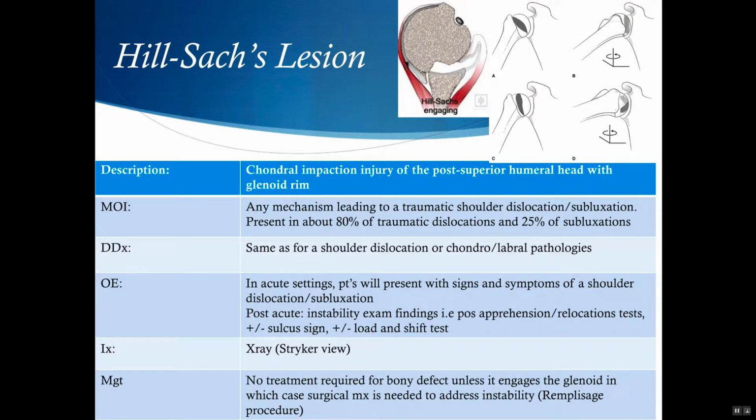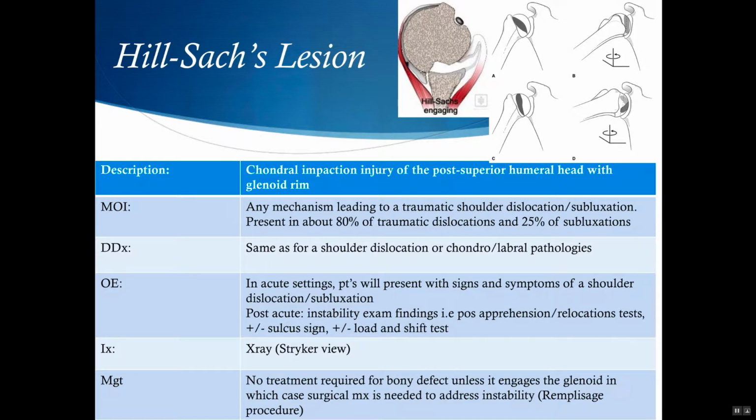A close relative of the Bankart lesion is the Hill-Sachs lesion, which is a chondral impaction injury of the posterior superior humeral head upon impaction with the glenoid labrum. So typically with the anterior dislocation, as the humeral head dislocates, you may get a Bankart lesion and also a Hill-Sachs lesion. And both of these are fairly commonly seen in the context of an anterior dislocation. And that kind of leads to the next point, which is the mechanism of injury being essentially a shoulder dislocation or subluxation. Hill-Sachs lesions are present in about 80% of all traumatic dislocations, and to a lesser degree in subluxations.